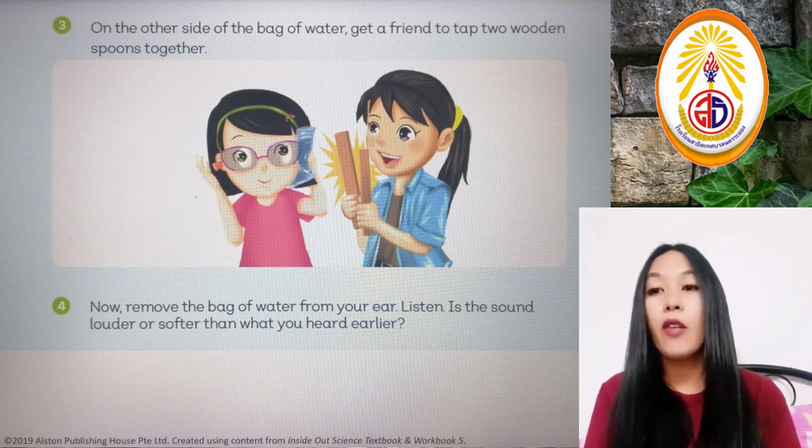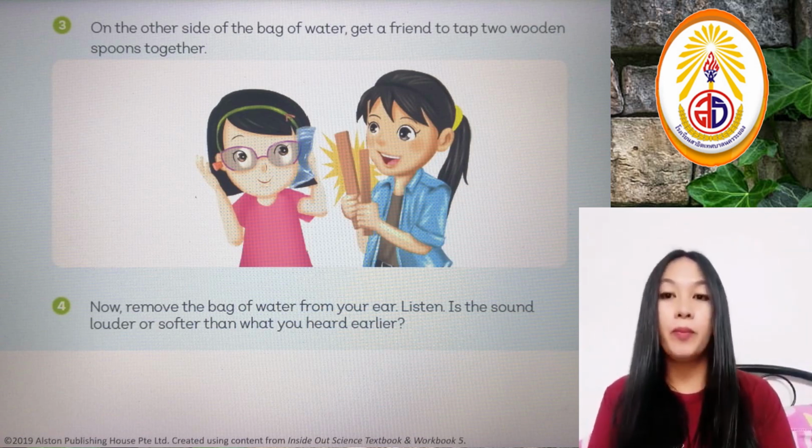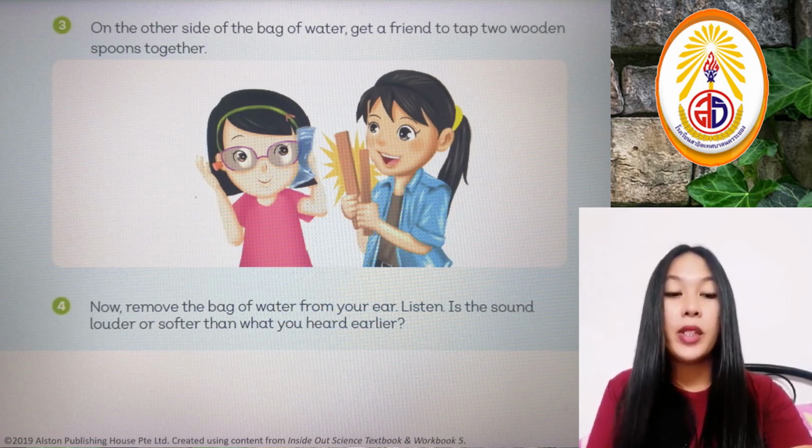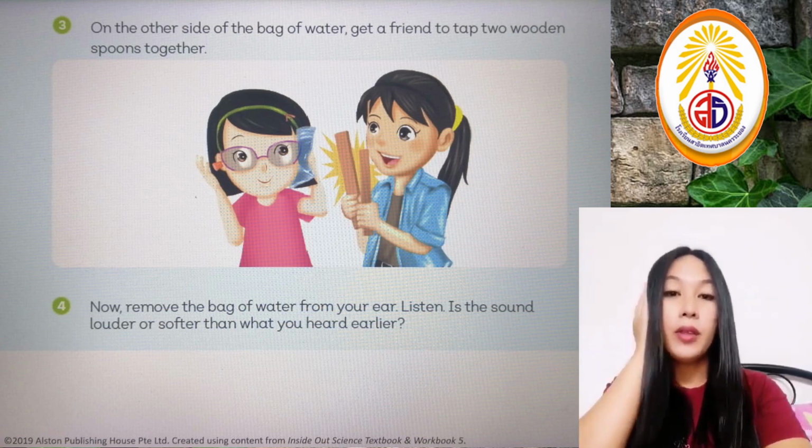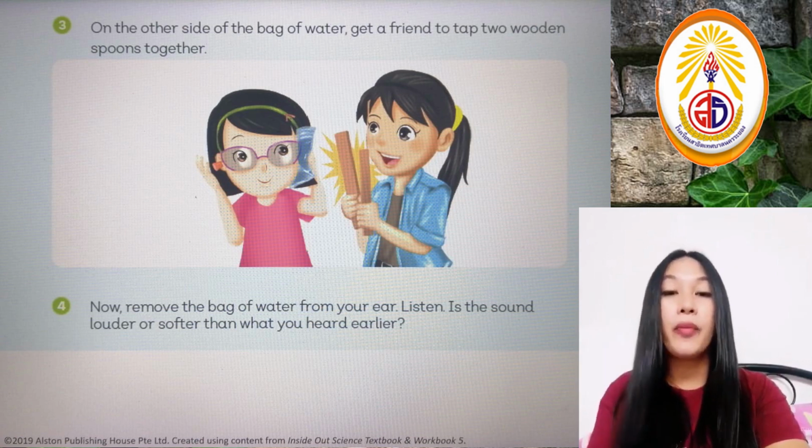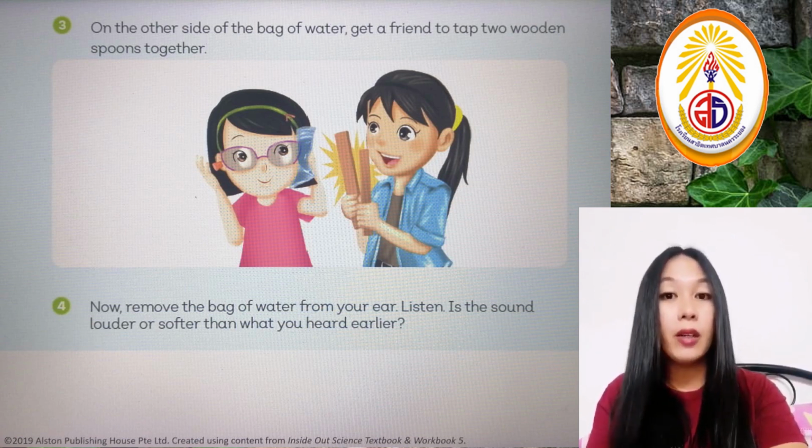Now remove the bag of water from your ear and listen. Is the sound louder or softer than what you heard earlier? So you are going to compare with the bag of water in your ear and with the bag out of your ear, which is louder? Is it louder with the water in your ear or not?